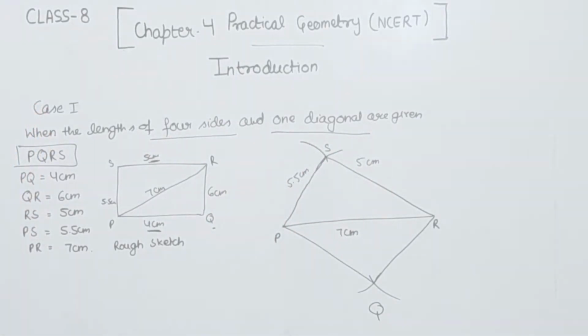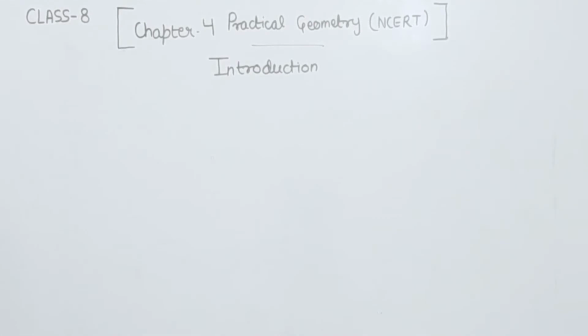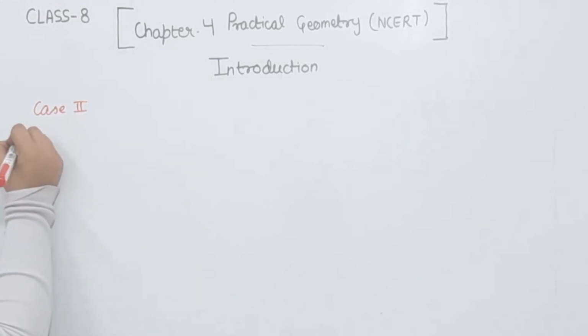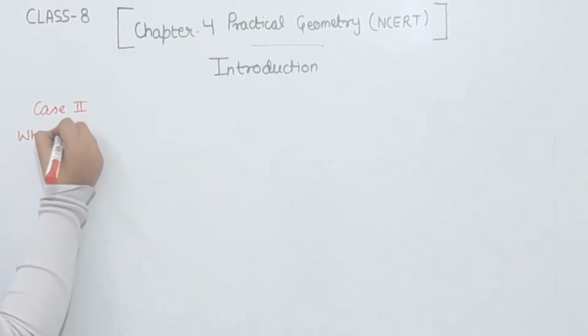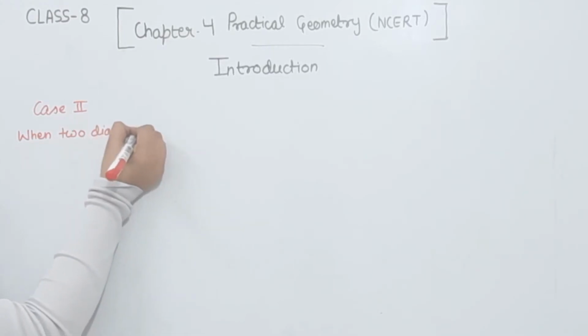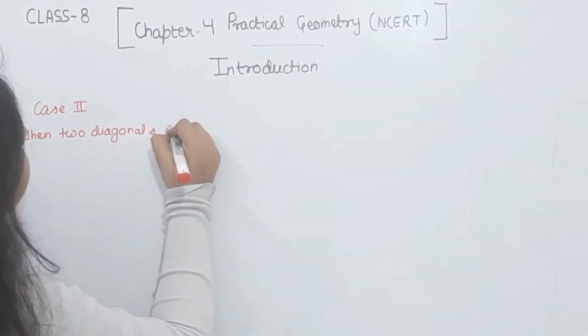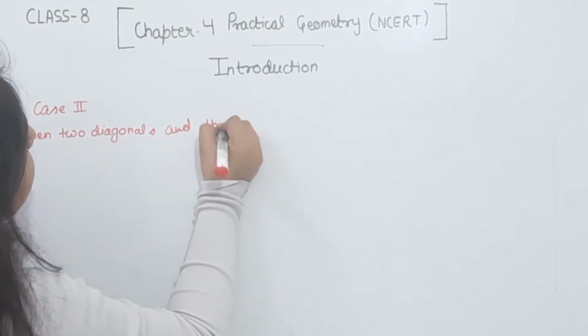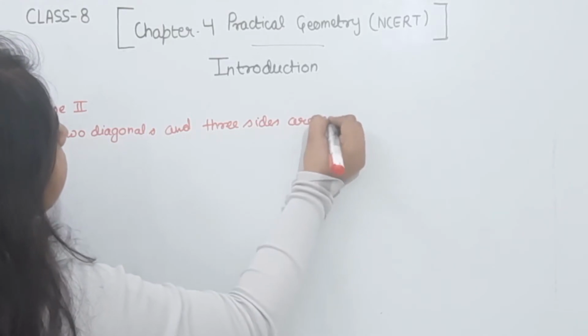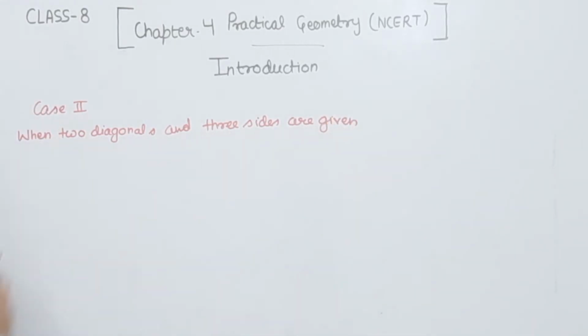Now comes the case 2. In the case 2, we'll have when 2 diagonals and 3 sides are given. This will be the case 2 we have. Now we are going to take the example.